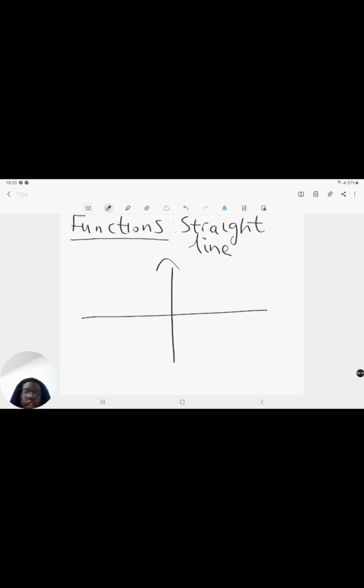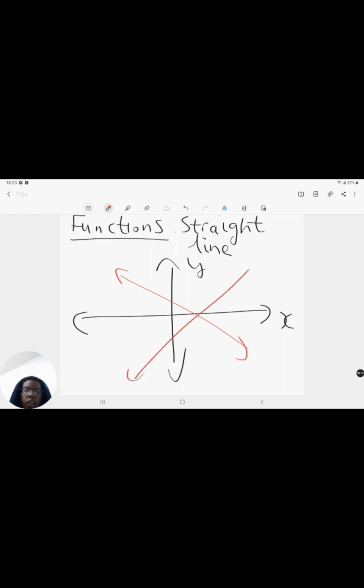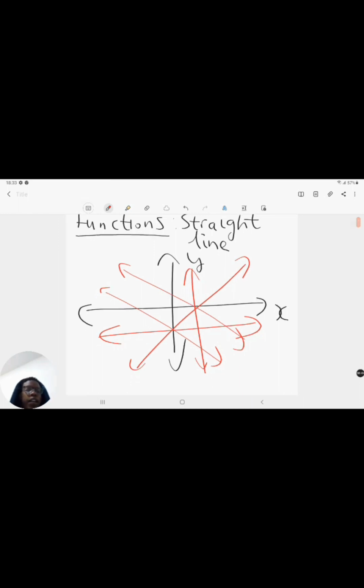If you've got a Cartesian plane like that, and this is your x-axis and this is your y-axis, a straight line would look like this. It would either go that way, or that way, it could go any direction. It could even go completely vertically, it could be completely horizontal, so it could slope towards any direction. Okay, so this is what a straight line looks like.